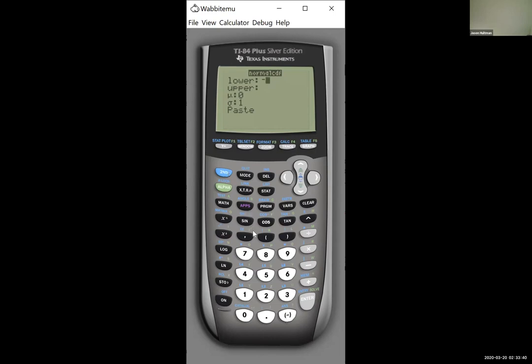And where's the E? The E is the comma key. It's second, comma. And that's the E. That means times 10 to that, and just makes a really big number. And then 99. So that's going to be from negative infinity to where? Where's our lower bound? Or, I mean, where's our upper bound? Our upper bound is 1. Okay. Our upper bound is 1.